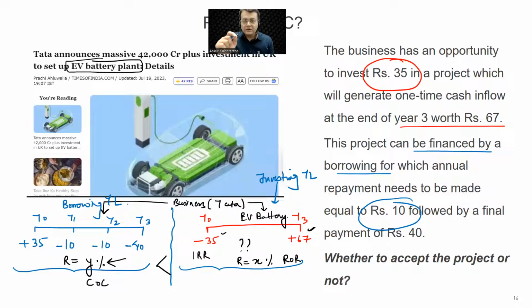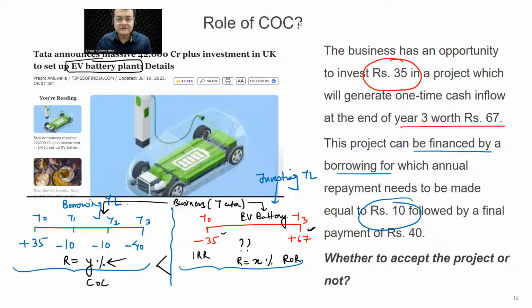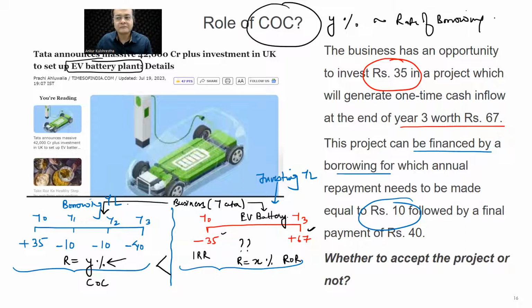be said yes. So what we got to talk about in this business is the role of the cost of capital here. This cost of capital is your Y percentage, which is nothing but the rate on the borrowing timeline. Why do we require it? So that I can provide a benchmark on the investing timeline, the rate that I'm going to get out there.